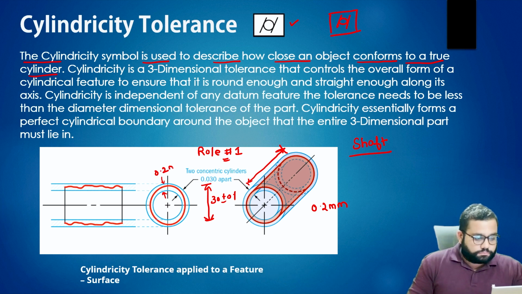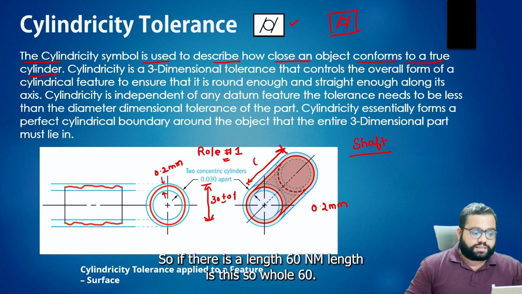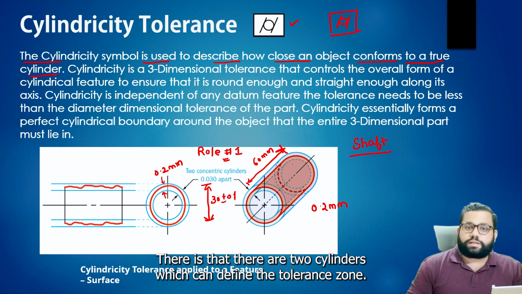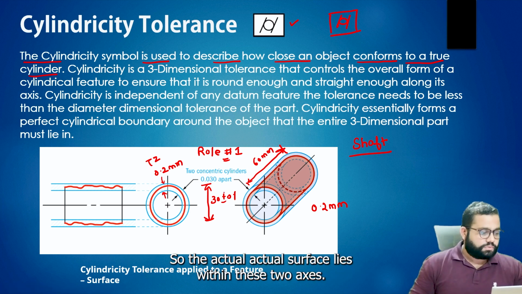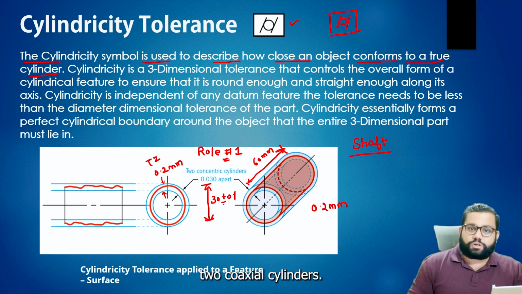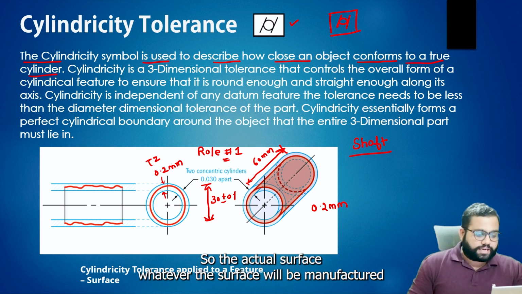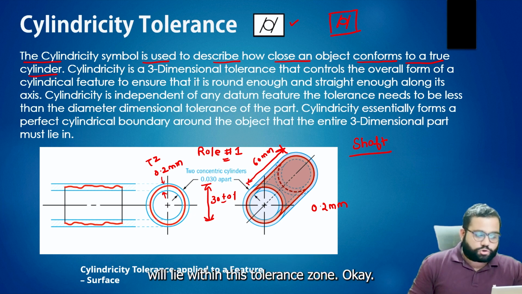Now for the whole length, if the length is 60 mm, over the whole 60 mm there are two cylinders which define the tolerance zone. Here we have a tolerance zone of 0.2 mm. So the actual surface, whatever surface is manufactured, will lie within these two coaxial cylinders, within this tolerance zone.